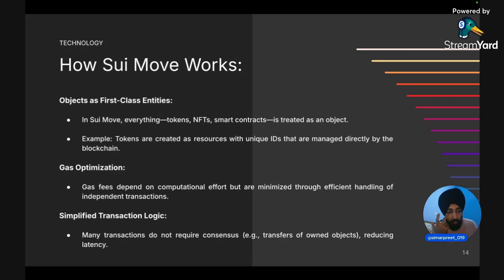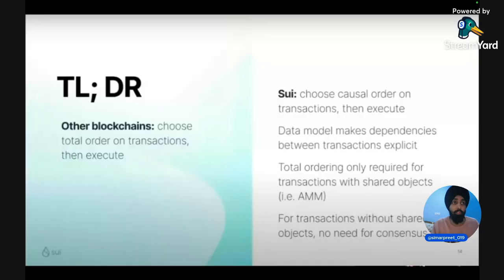The second thing is gas optimization. Gas fees depend on computational effort but are minimized through efficient handling of independent transactions and simplified transaction logic, because many transactions, like transfer of ownership, do not require consensus, which also reduces the latency of the network.